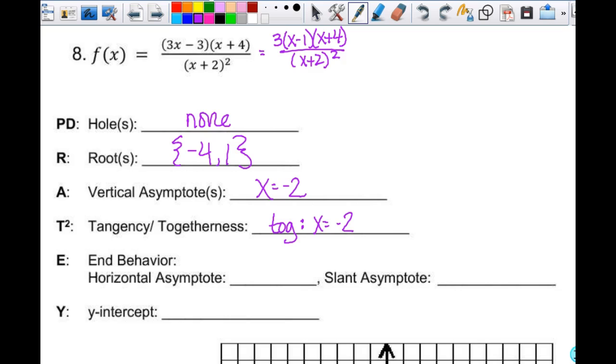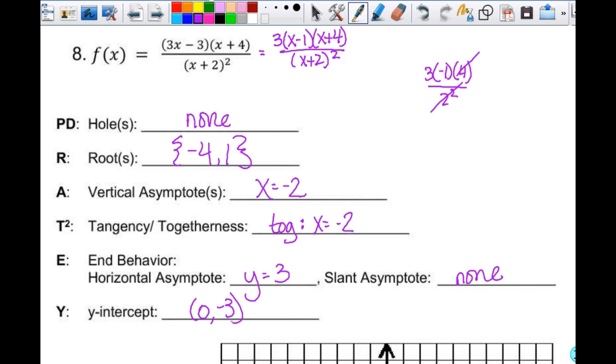Do I have a horizontal asymptote? Yes, thankfully, because they're tied in degree. What would that be? y equals 3, which means there's no slant asymptote. My y-intercept, this one's not so easy just to look at, but it's not crazy hard. This will be 3 times negative 1 times 4 over 2 squared. Those cancel out, so it's just 0, negative 3.